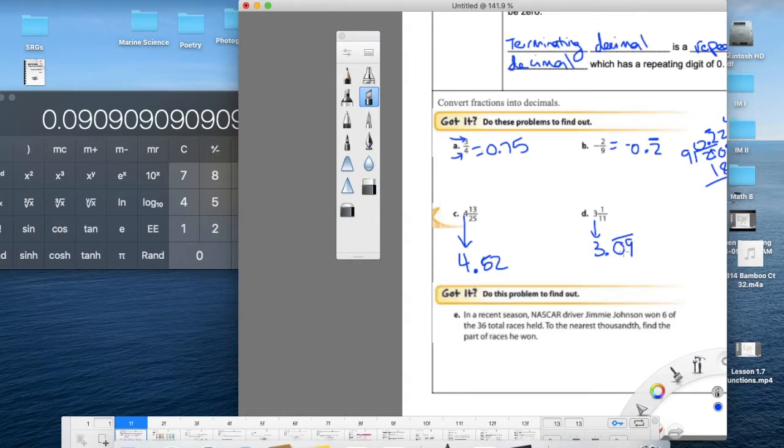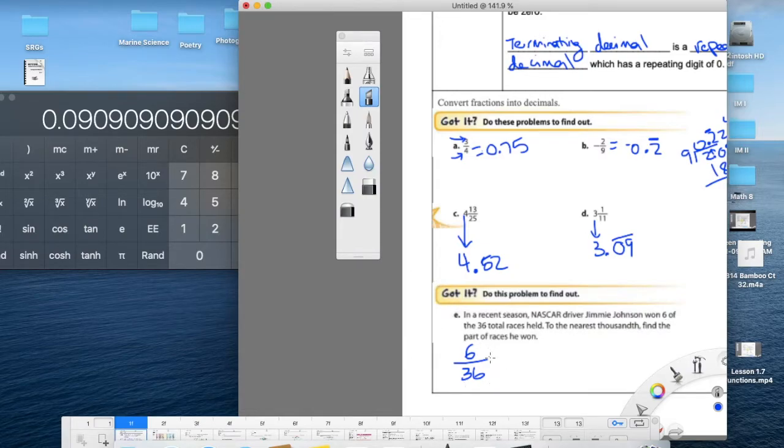All right, so now down here we have, in a recent season, NASCAR driver Jimmy Johnson won 6 of the 36 total races held. To the nearest thousandth, find the part of the races he won. So he won 6 of 36. So this is just reading the word problem. Whenever you hear of, it's going to mean division. So we want to do this division here.